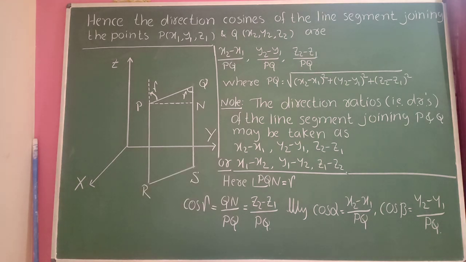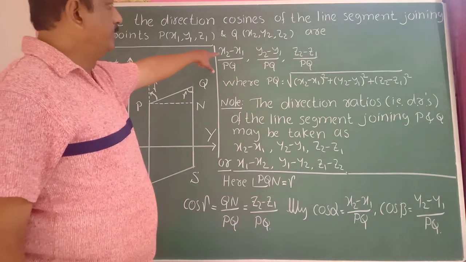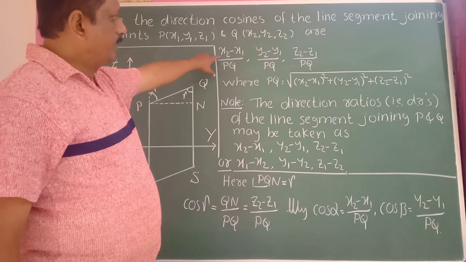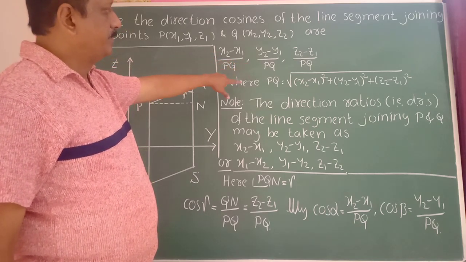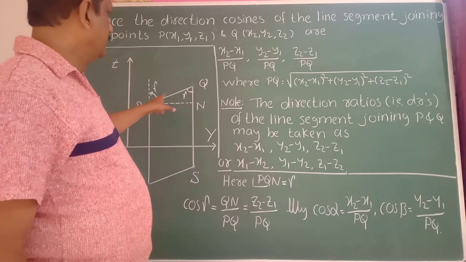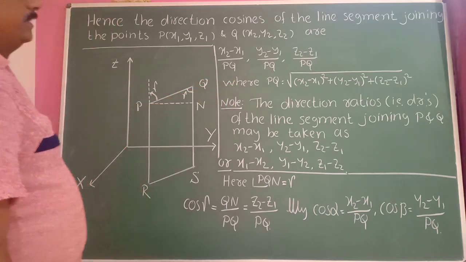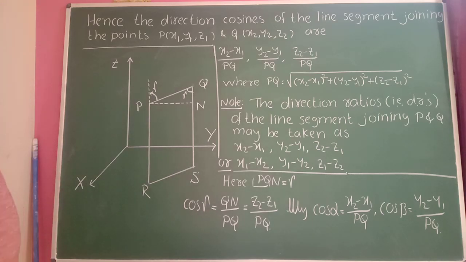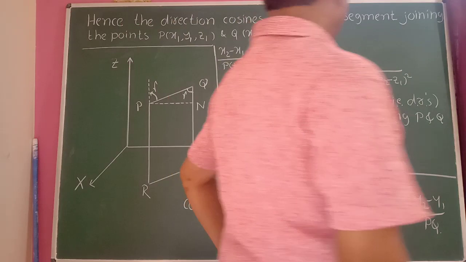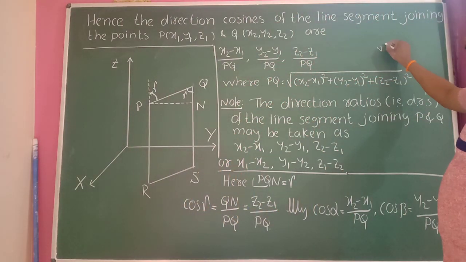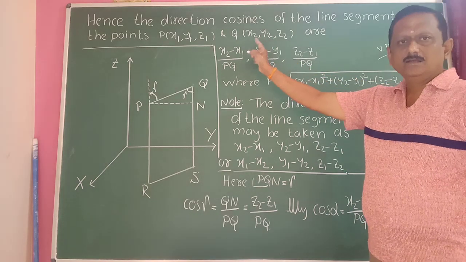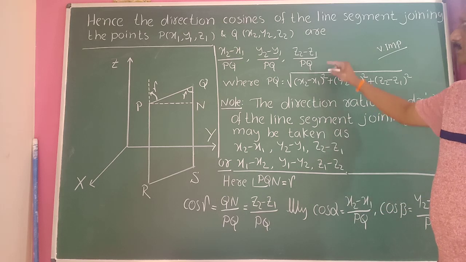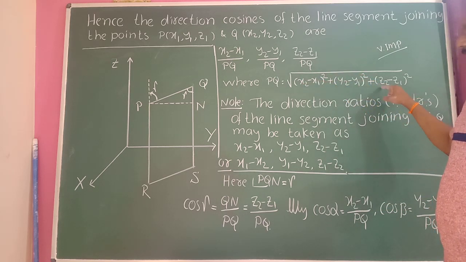Hence, the direction cosines of the line segment joining the points P and Q are (x2 minus x1) divided by PQ, (y2 minus y1) upon PQ, (z2 minus z1) upon PQ, where PQ is equal to root of (x2 minus x1) whole square plus (y2 minus y1) whole square plus (z2 minus z1) whole square. So this is a very important formula. Remember it. If you know the two points and want to find the direction cosines, use this formula.